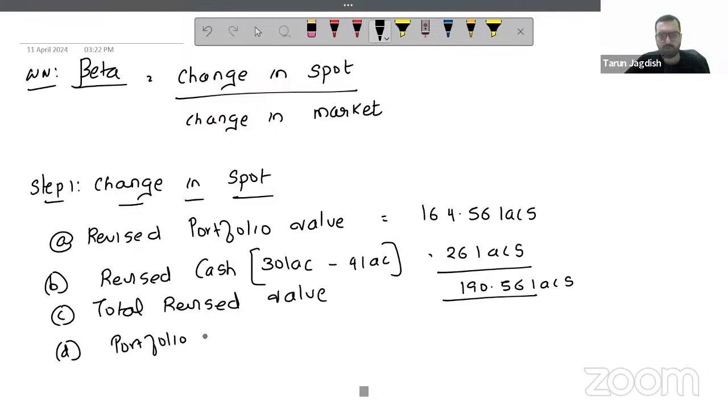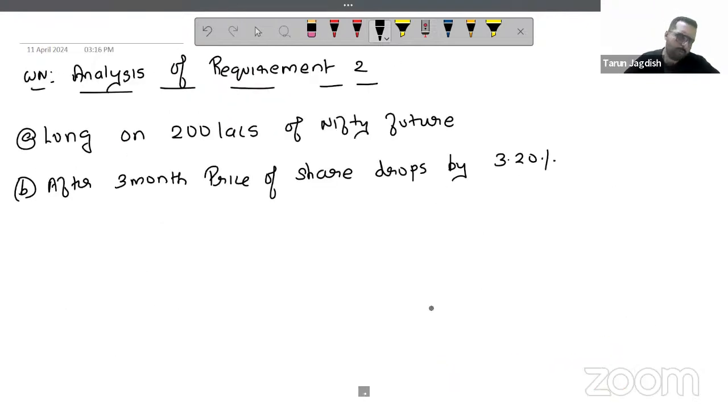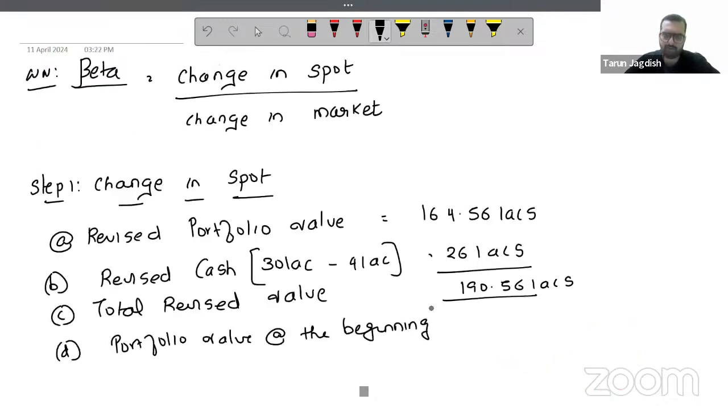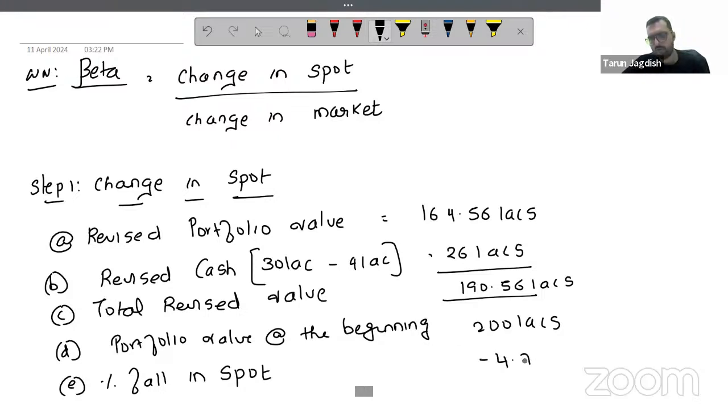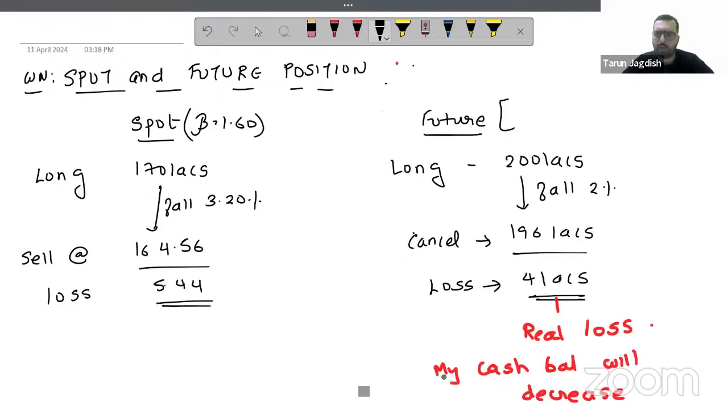Portfolio value at the beginning. So now tell me, initially when we started off, what was the portfolio value we had? 200 lakhs, correct? So from 200 lakhs, it has fallen down to 190. So percentage fall in the spot. So from 200 it has fallen down to 190.56. Is it falling by 4.72%? Am I right?